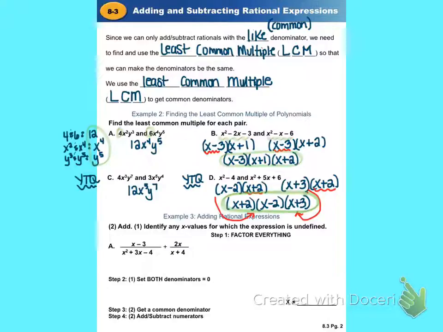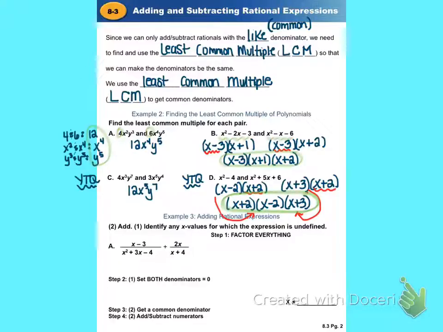So example 3 asks us to add rational expressions. And so our two-step, actually the directions are flip-flopped. It should say 1, identify any x values for which the expression is undefined, and then 2, add. So they want us to do these two things. So that's step 2 we want to do first. We want to look and see what would make any of these denominators undefined.